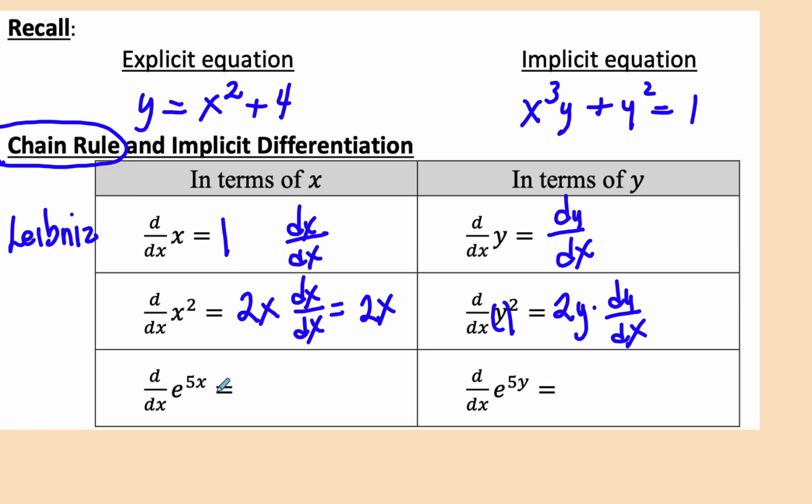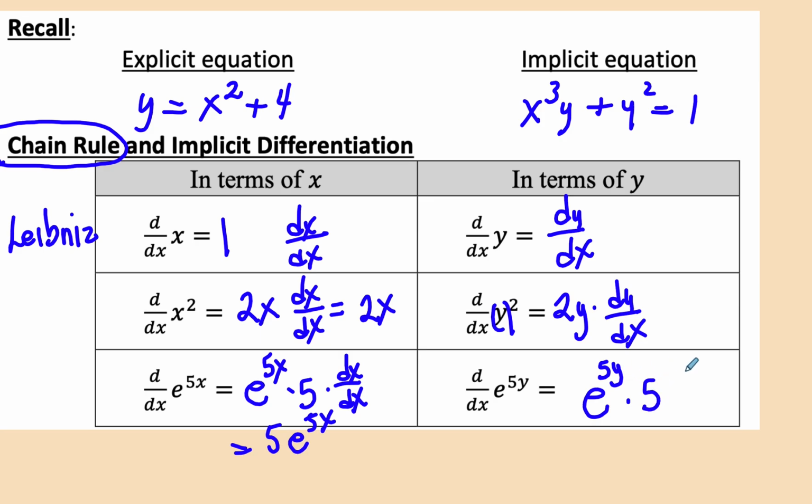Let's go over here. This is the derivative of e, which is itself. And then you're going to use the chain rule to take the derivative of the inside function, which is 5. We don't usually write it, but we could think dx/dx. Normally this doesn't get written, and we just write 5e^(5x). But over here where there is a y, it's going to be itself. We are still going to take the chain rule here. We take the derivative of the inside function, which is 5, and the derivative of y is dy/dx. So here's the difference between in terms of x and in terms of y.